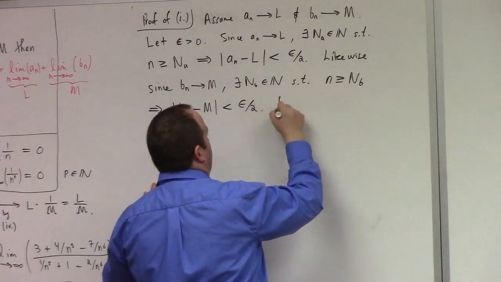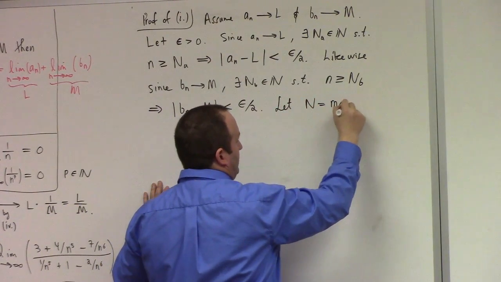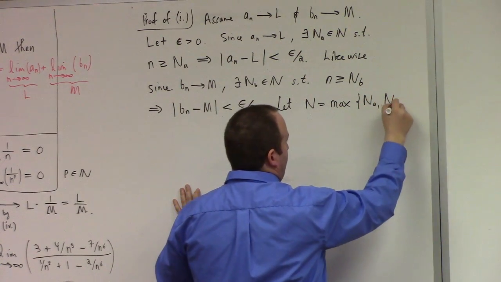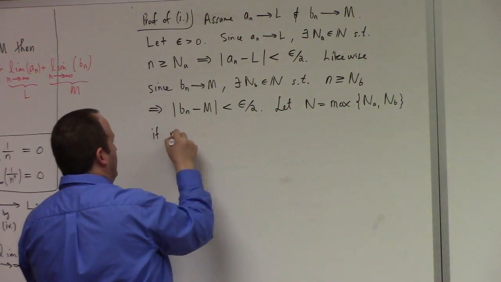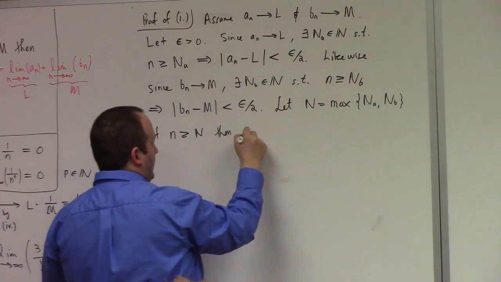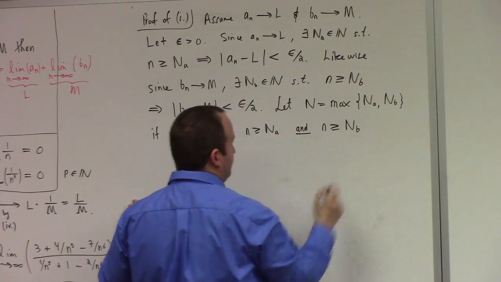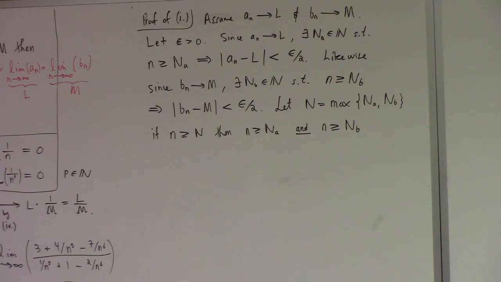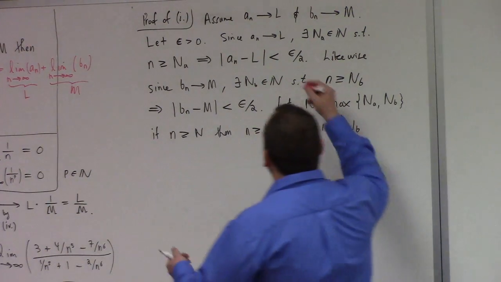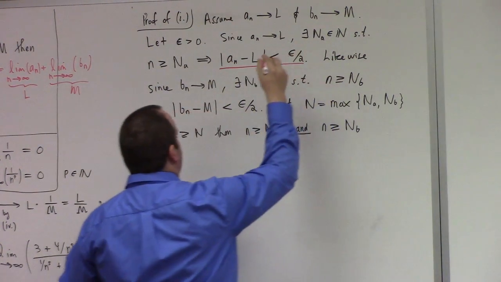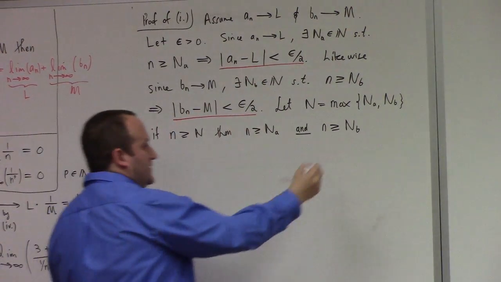Now my next move is I'm going to let N equal the max of n sub a and n sub b. Notice that if n is greater than or equal to N, then surely n is greater than or equal to n sub a, and n is greater than or equal to n sub b. So for such n, very greedy, I don't get one of the fun facts, I get both of the fun facts, which I will shortly underline in red. I get the fact about a sub n and the fact about b sub n, because I control both of them at once by choosing the max, like so.